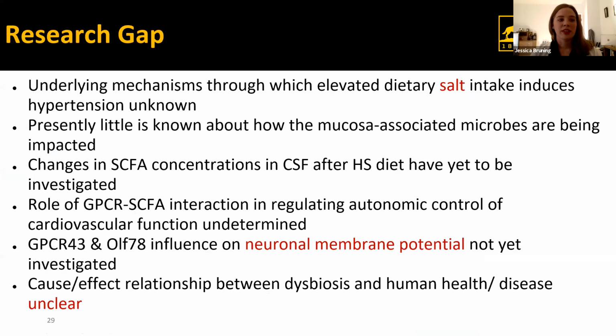I'm not going to read all these for you, but there's lots of gaps in the literature. Most importantly, the underlying mechanisms through which dietary salt induces hypertension are vastly unknown. And then how these GPCRs can influence neuronal membrane potential has yet to be investigated. Next.